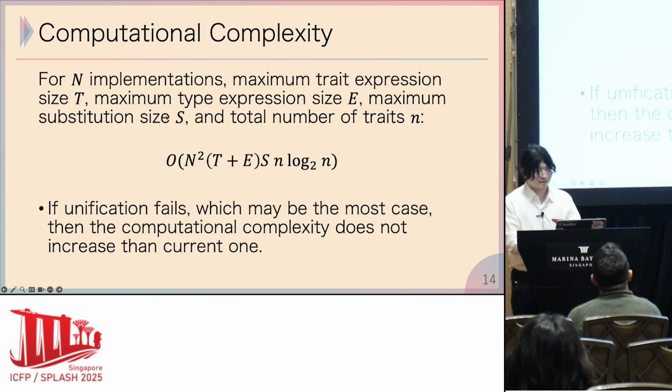We assume that the computational complexity of checking trait implementation conflict with negative bounds is not significantly larger than the current one. Our algorithm simply adds n log n, and we do not have to pay this cost if the unification fails, which will be the most common case.